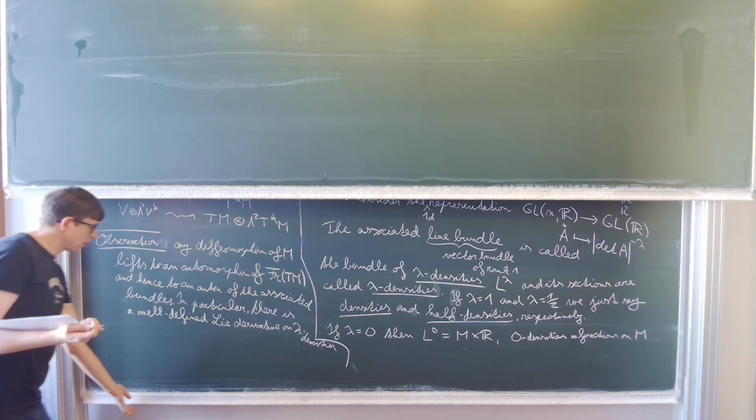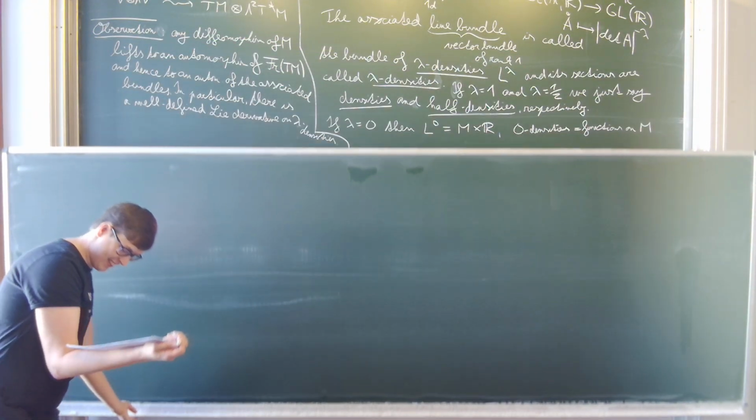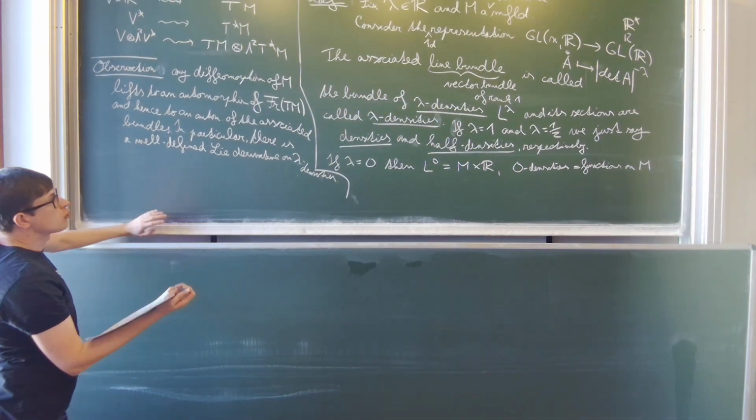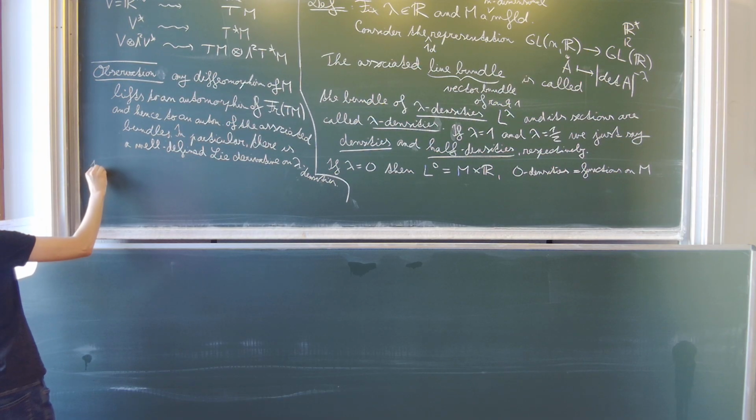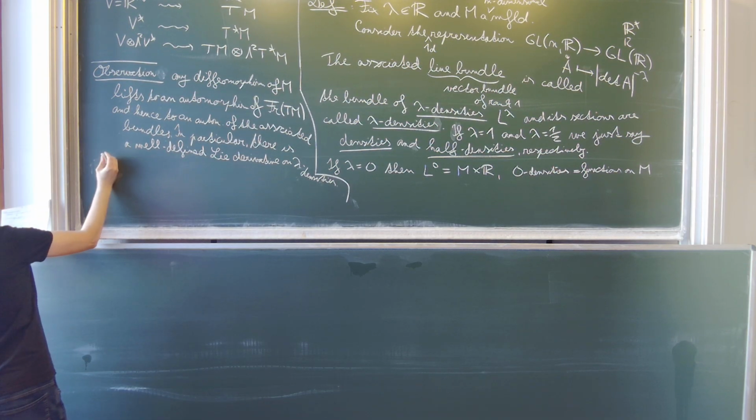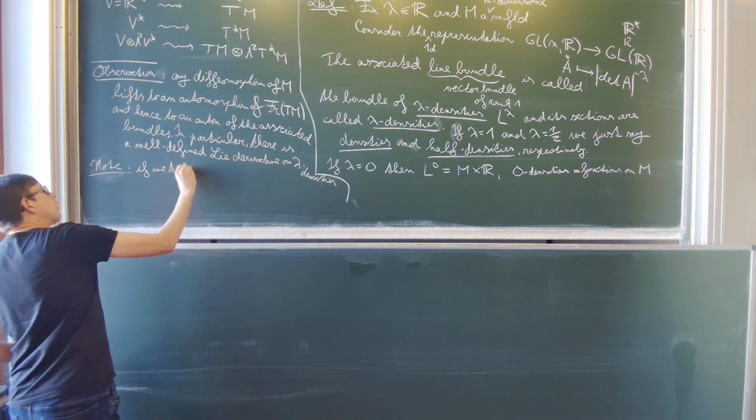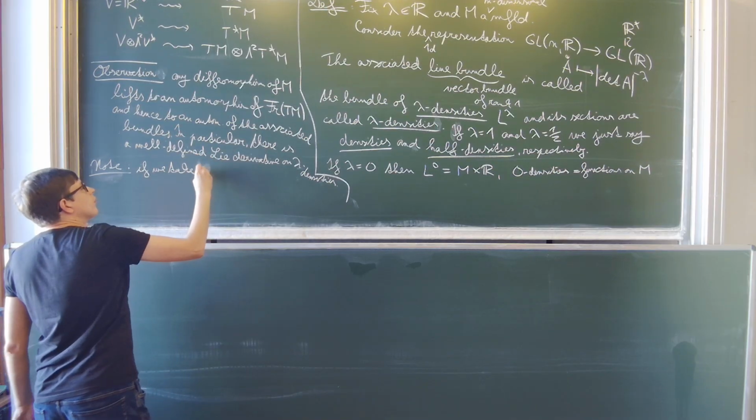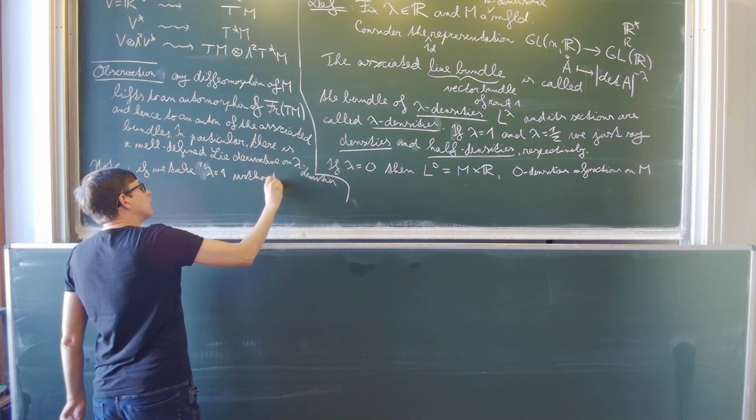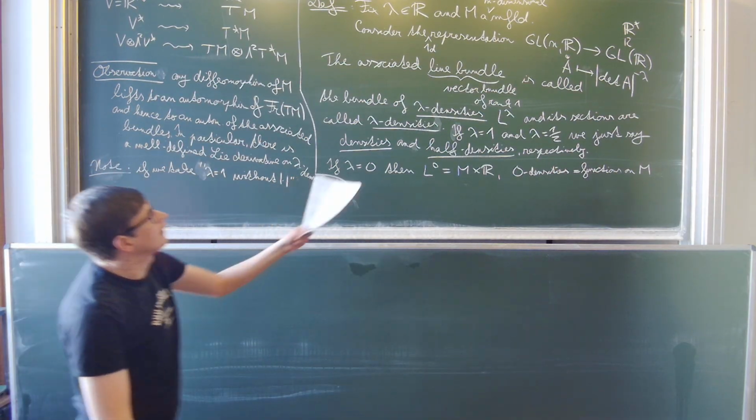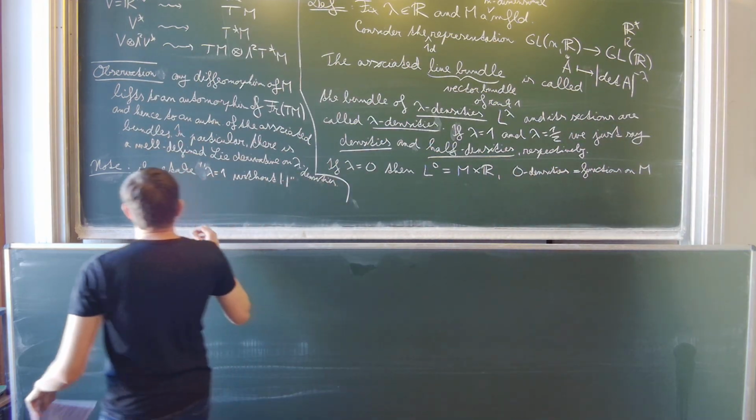Okay, but maybe one final remark before more remarks. If we look again at the definition, and we take lambda equals 1 without the absolute value, then if you take the principal bundle constructed in this way, we recover precisely the top forms.